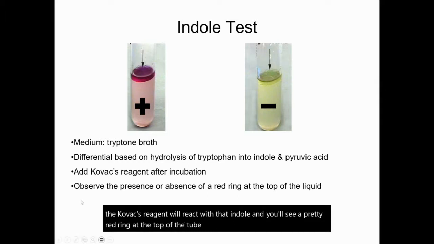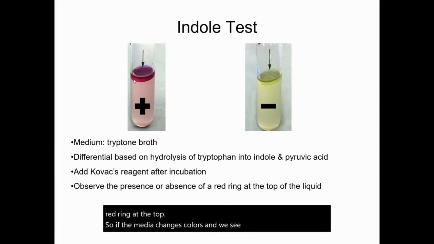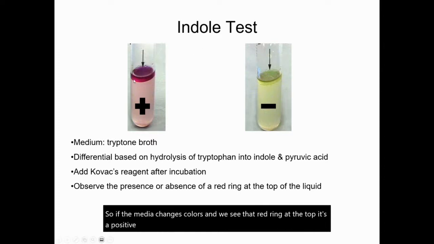Now, sometimes, like you see in the picture, the rest of the media may become red, but that's not what we're looking for. We're specifically looking for the presence of the red ring at the top. So if the media changes colors and we see that red ring at the top, it's a positive reaction. If there is no change upon adding the Kovacs reagent, then it's a negative result.